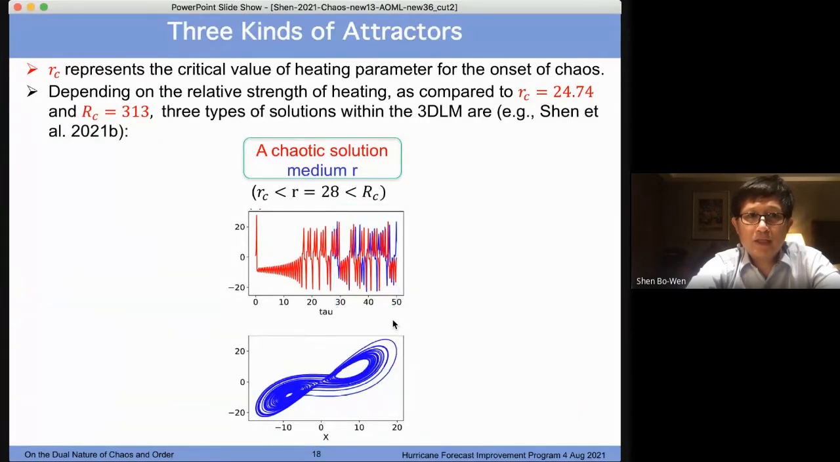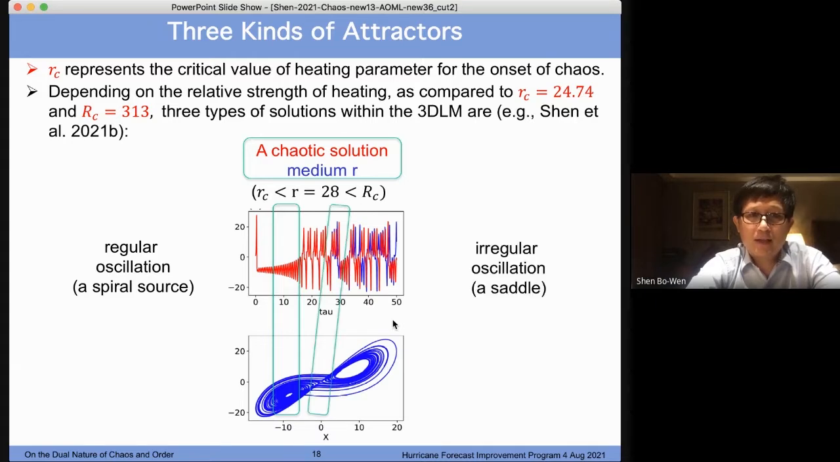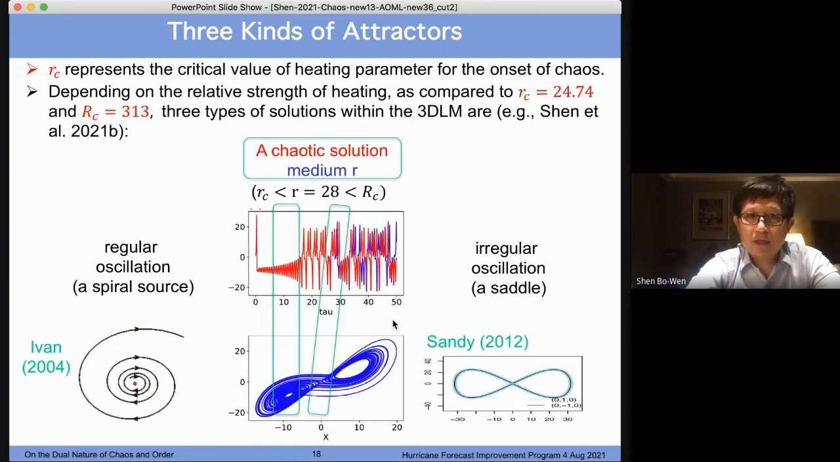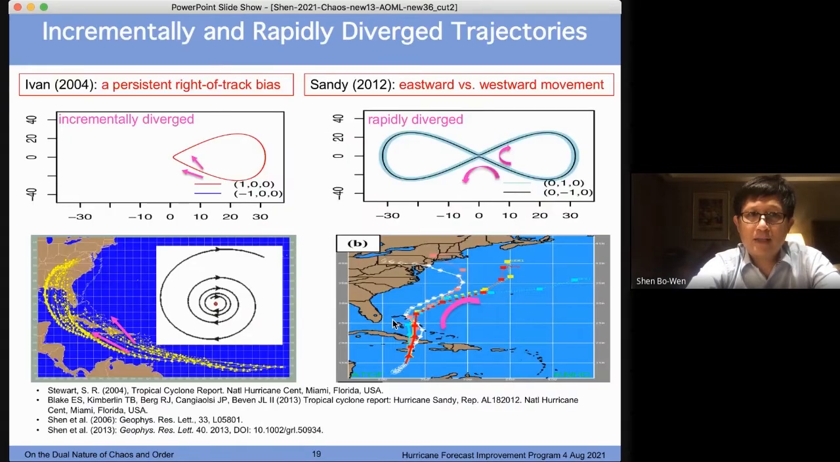Here, we can provide additional analysis for the chaotic solutions. For example, during this time interval, we observe regular oscillation associated with a spiral source. During this time interval, we observe irregular oscillation associated with saddle points. We may use track prediction to illustrate these two scenarios, including Hurricane Ivan in 2004 and Hurricane Sandy in 2012. This slide provides a detailed analysis, including incrementally and rapidly divergent NTFS format.